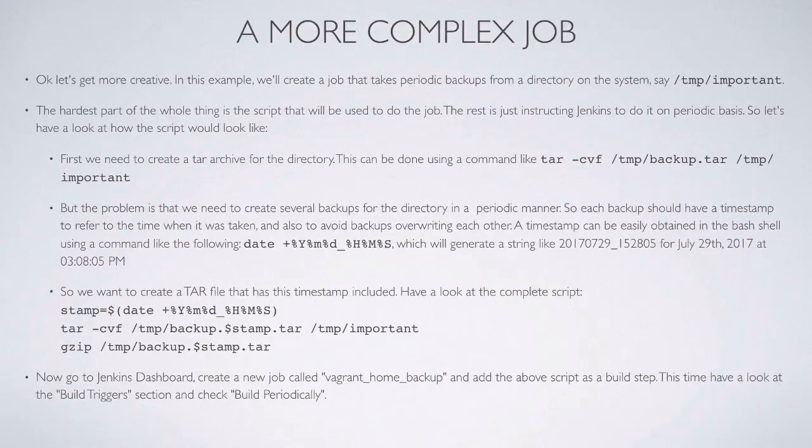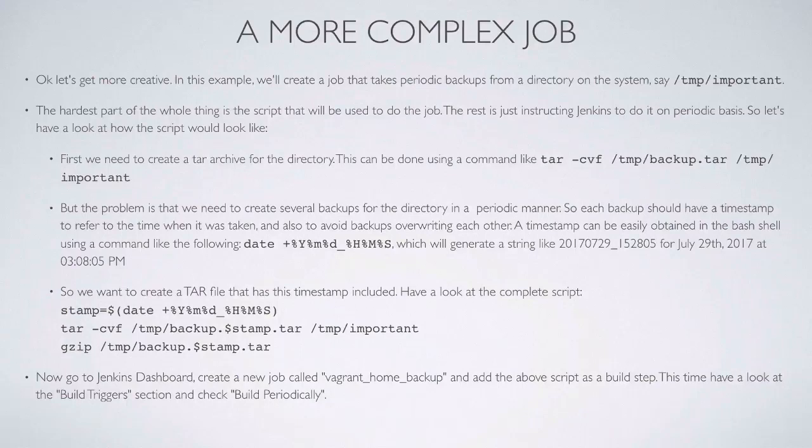In this example, we'll create a job that takes periodic backups from a directory on the system. Say that this directory is called /temp/important. Imagine that this directory is really important, as the name suggests, and it contains important files and directories that need to be backed up on a periodic basis. The hardest part of the whole thing is the script that will be used to do the job. The rest is just instructing Jenkins to do it on periodic basis. So let's have a look at how the script would look like.